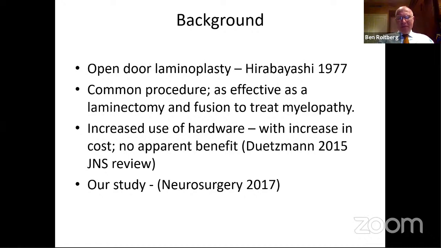But in the past 20 years, there has been a gradual increase in the use of hardware, plates, screws, and little allografts or a variety of pegs, with increasing cost. However, according to various reviews and also our own study, there is no apparent benefit.